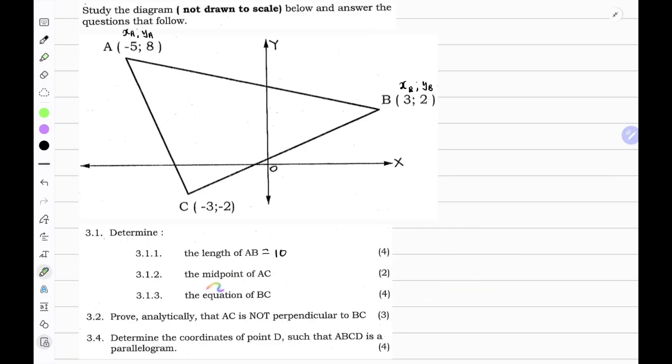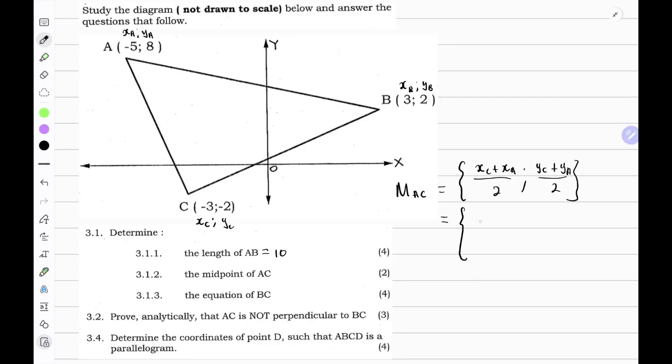So the next question says determine the midpoint of AC. So they want us to find the midpoint of this line, so we need to apply the midpoint formula. So capital M, the midpoint of AC, is equal to (XC plus XA) over 2, (YC plus YA) over 2. So now we can just substitute.